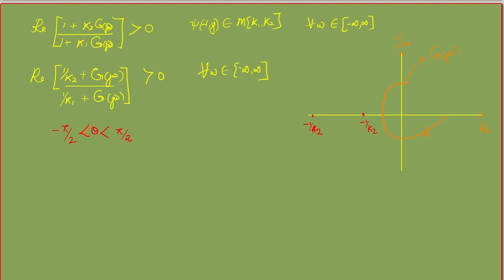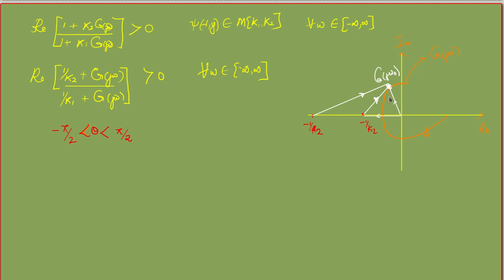Here I will draw with red color. Okay, so for some value of omega, let it be G at some omega 0 here. So plus 1 by k2 would be this length plus this length. Okay, so 1 by k2 plus G(jω), this is minus 1 by k2 plus G(jω), so the length would be this length. Okay, so this would be that length. Similarly 1 by k1 plus G(jω) would be this length.